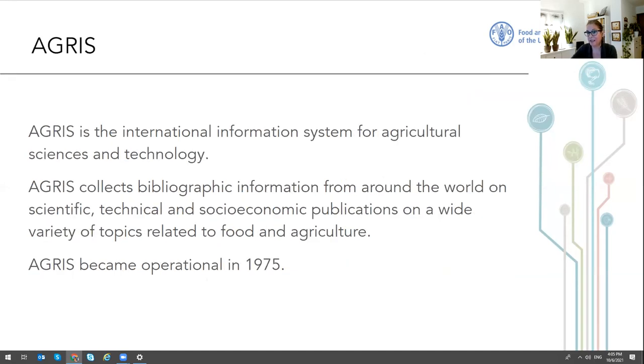In this context, Agris is placed, and Agris is what is called the International Information System for Agricultural Sciences and Technology. Essentially, we collect bibliographic information from around the world on scientific, technical, and socioeconomic publications in a very wide variety of topics related to the FAO's areas of interest. And it's operational since 1975. So it's quite well established and well known in our sector program.